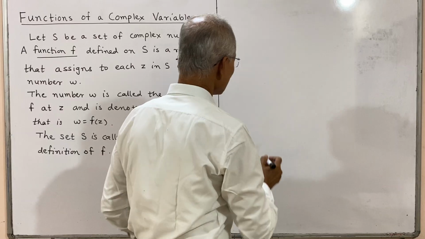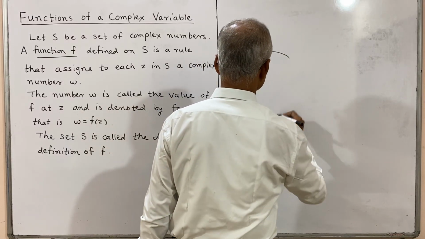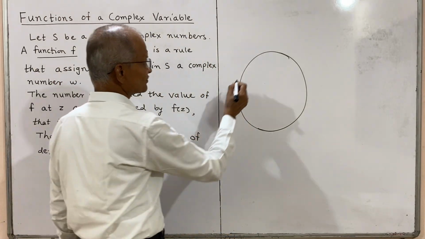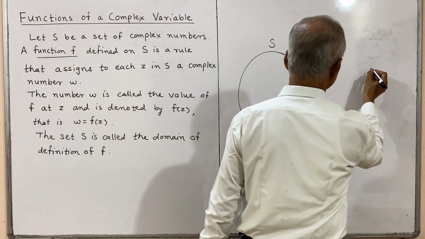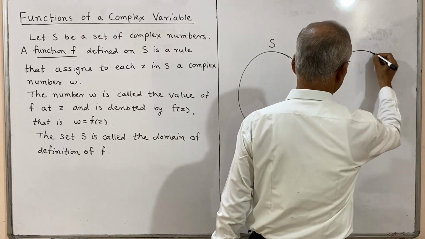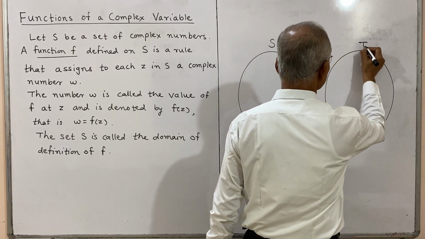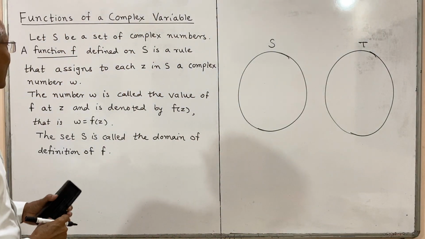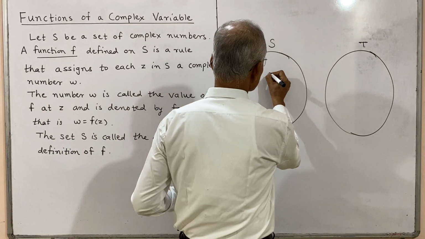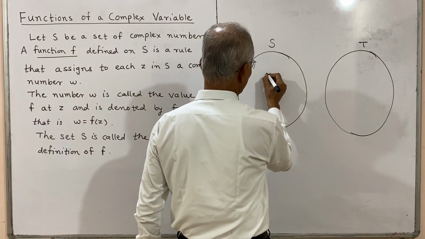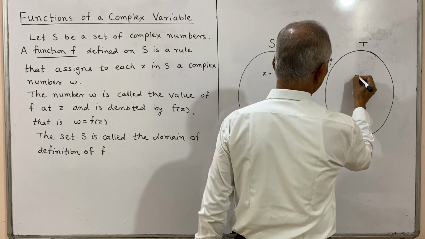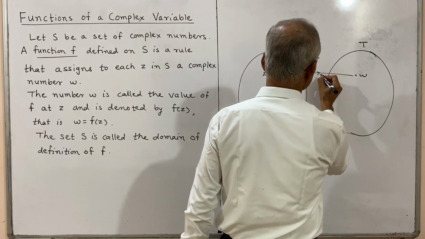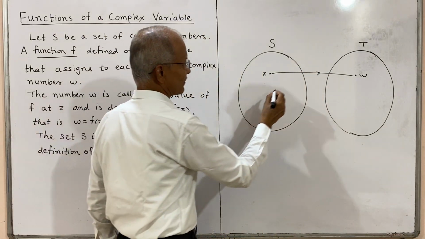That means, if you consider this as S, S is called the domain of definition of the function, and suppose there is another set of complex numbers T, and f is a function from S to T such that it assigns to every z in S a complex number w. These are related by the rule f.